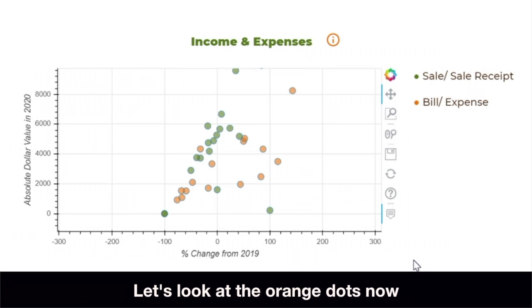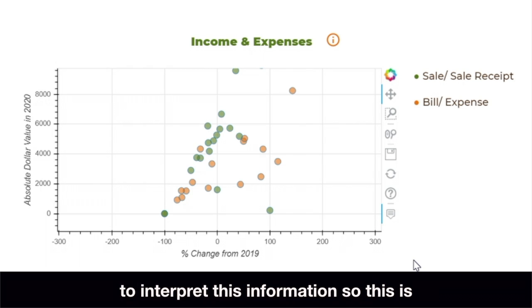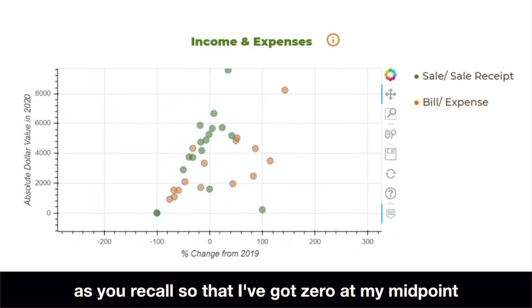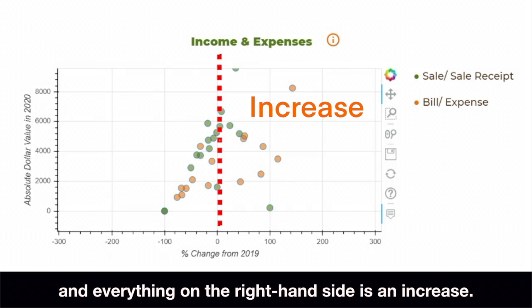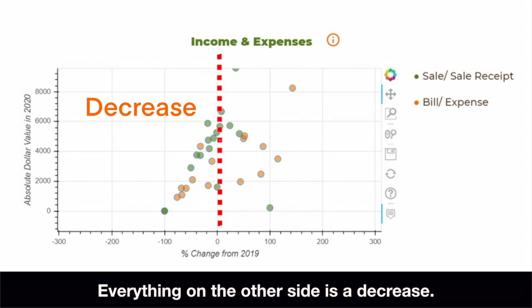Let's look at the orange dots now that show your expenses. Sometimes it's going to be a little bit trickier to interpret this information. So this is where this chart can come in handy. Again, we've moved around the numbers, as you recall, so that I've got 0 as my midpoint, and everything on the right-hand side is an increase. That meant that bill went up. Everything on the other side is a decrease.